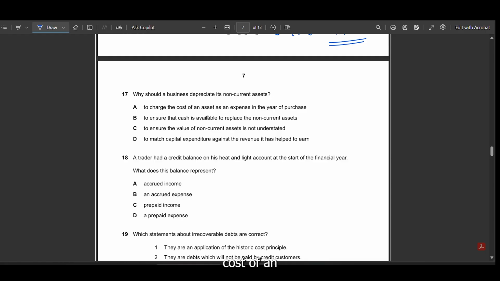So in this case, why should a business depreciate its non-current asset? From this, to charge the cost of an asset as an expense in the year of purchase, no, we depreciate. In fact, we depreciate every year. So this is obviously eliminated. To ensure the cash is available to replace the non-current asset, again we can eliminate it directly. First of all, because of depreciation my cash never goes. It's a non-cash expenditure. So B is not at all the right option.